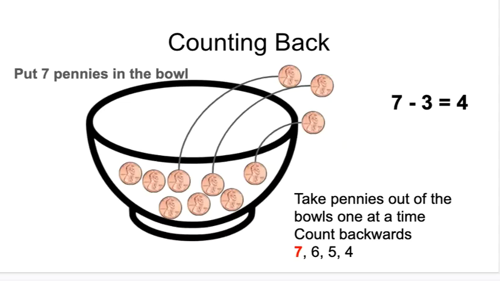As an example, suppose you start with 7 pennies in a bowl, and then you decide to take 3 of them out of the bowl. That is the 7 minus 3 subtraction problem. So you're going to say 7 in a loud voice, 7, and then as you take the pennies out one at a time, you count back. 7, 6, 5, 4. There are 4 pennies left in the bowl after those are removed. This way of thinking about subtraction is called the takeaway thinking about subtraction.